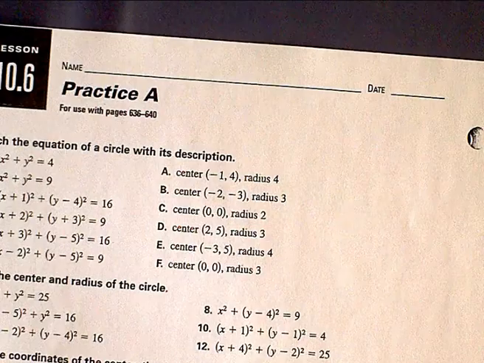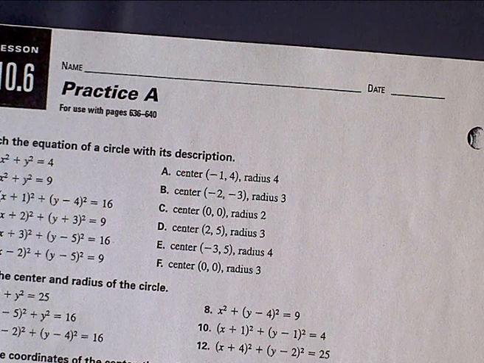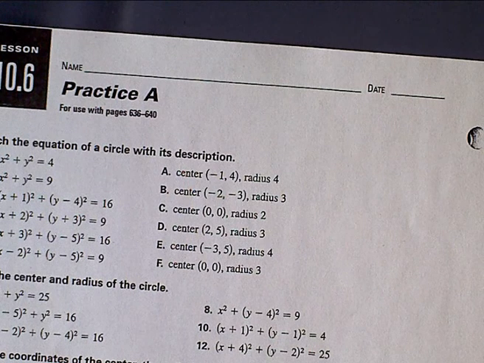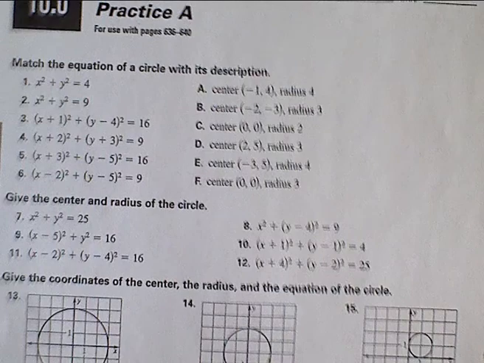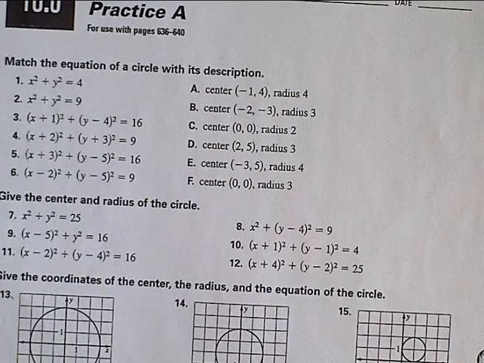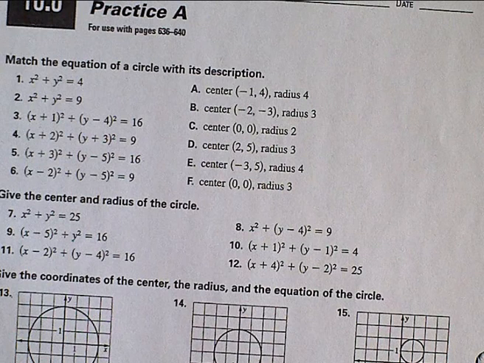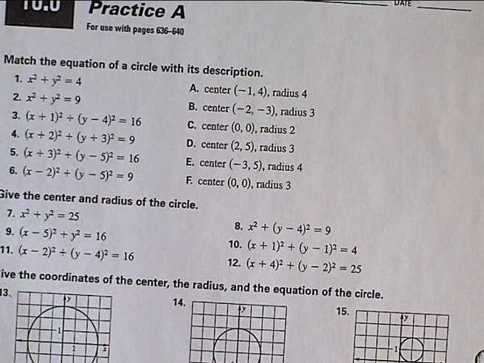Okay, so the last part of this then, practice A, is again just more of the same, and again, nothing real different than what we've already been talking about. So questions 1 through 6 are matching. They give you the equation on the left and the center and radius on the right.